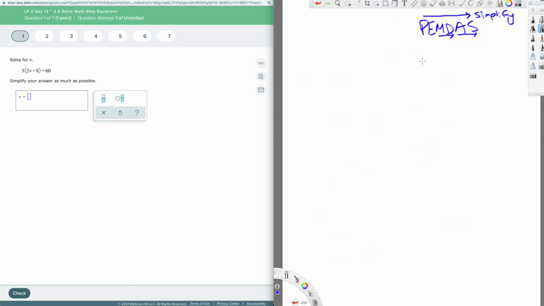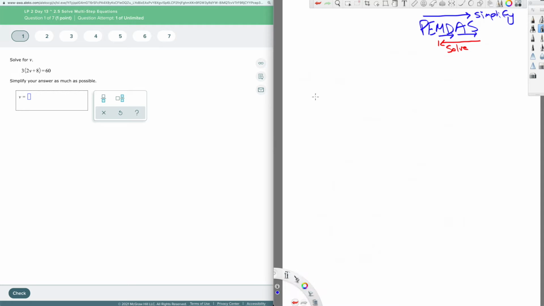Once we simplify, then we can go backwards, and we usually don't have to go past this point. We can use this to solve. We look at what is being added or subtracted to my variable, and I do the opposite. What is being multiplied or divided by my variable, and I do the opposite. So we can use it to do both. We just have to make sure we're paying attention to how we're doing that.